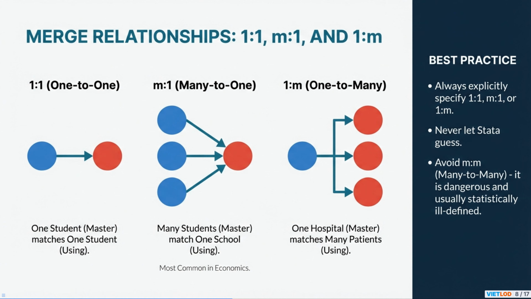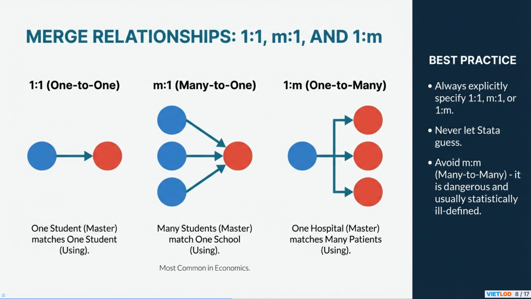A one-to-one merge is used when the key variable is unique in both the master and using datasets. For example, matching student data with unique student IDs in both files. A many-to-one, M-to-one merge is very common. This is when the key variable is repeated in the master data but is unique in the using data. For instance, matching many students, master, to their one school, using.